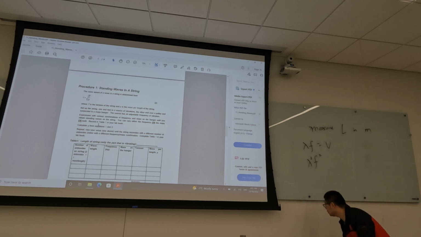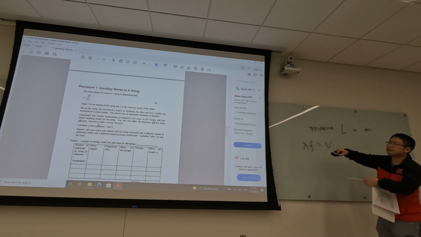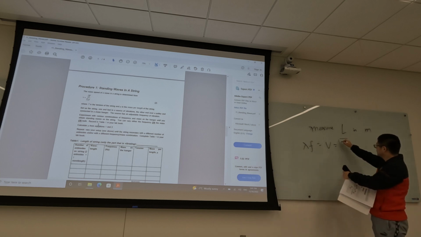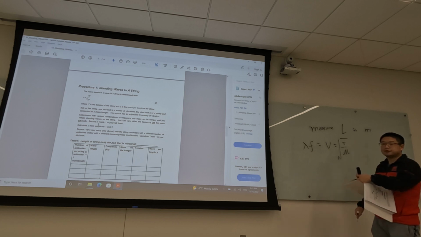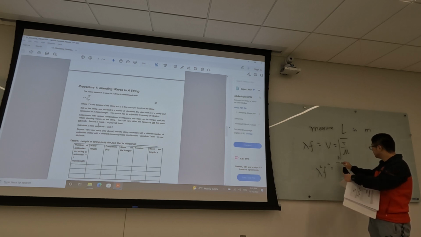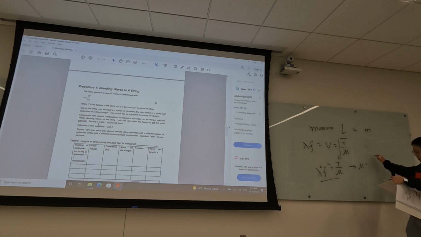This equals v. V equals that one, equation 2, the square root of T over mu. Based on this equation, you square both sides, T over mu, and then you have this equation. Then what is mu? Mu equals T over lambda squared f squared. This is how you calculate mu.